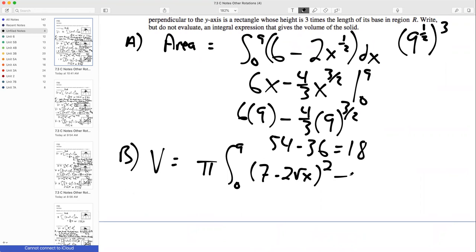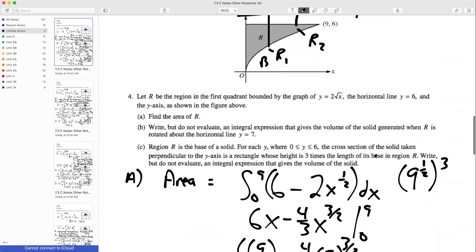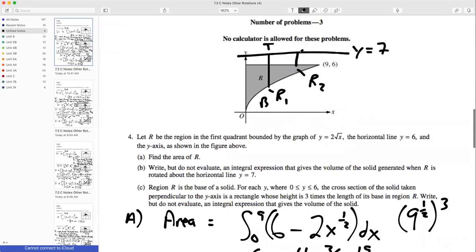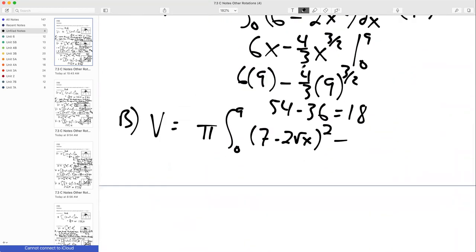Now I've got R2. Top equation is 7, bottom equation is y equals 6. So R2 is just going to be 7 minus 6 squared, or you could write it as 1. Simplifying on the fly, I'm going to put my brackets in and put in my dx. I have to put brackets in. And I am done because they asked me just to set it up. Do not evaluate.